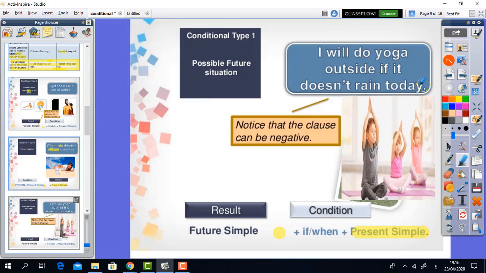Of course, the fact or the possibility that it rains is not guaranteed, but still it's possible. So if it doesn't rain, I will do yoga. So if it rains, I won't.